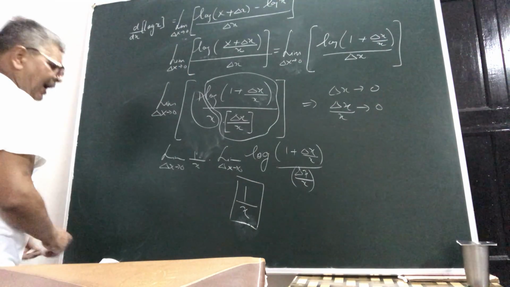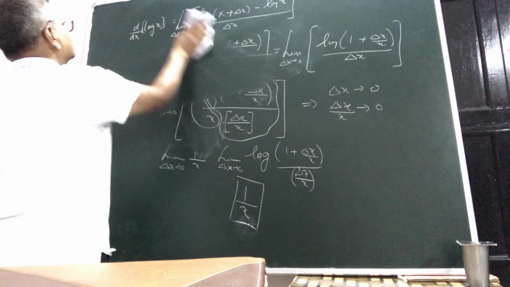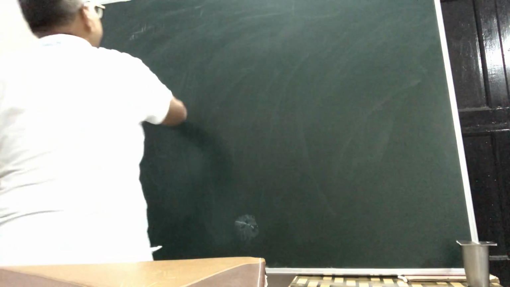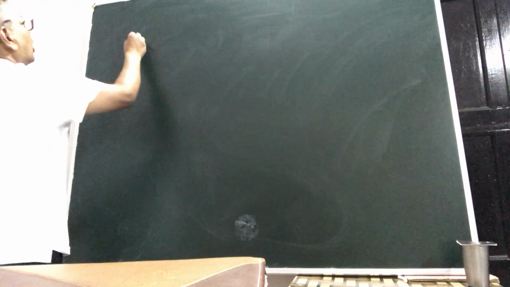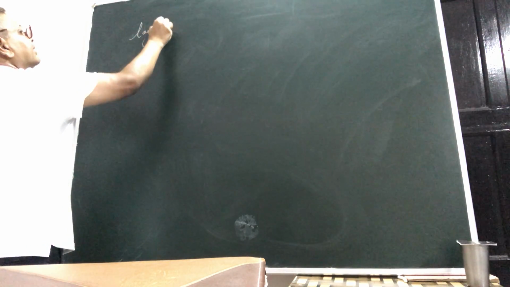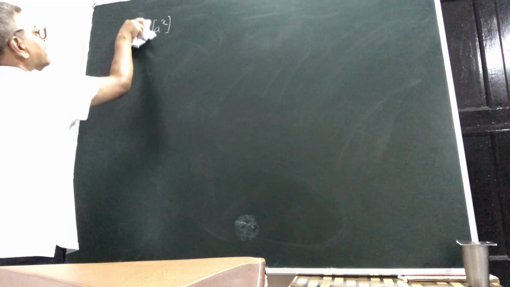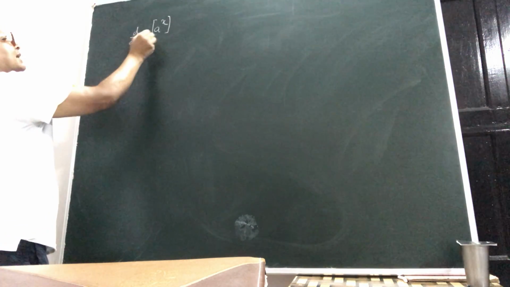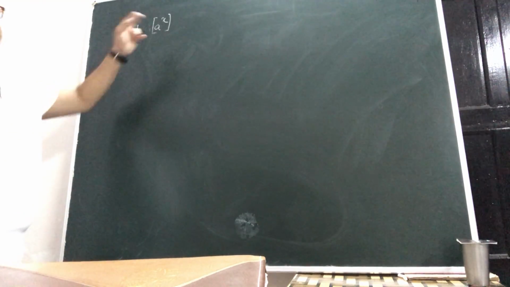So this is how we have found that the derivative of log x is precisely 1 by x. And now with these two important derivatives at our disposal, we are in a position to find the derivative of a raised to power x. We will now try to find the derivative of the general exponential function a raised to power x. Remember that we have initially found the derivative of e raised to power x only.